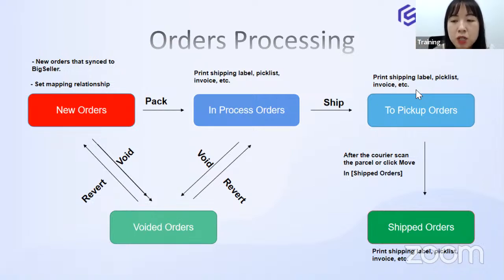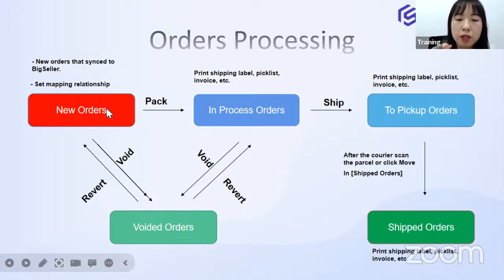For to pick up orders, you just need to wait for the courier to take the package, or you take the package to the courier. After the courier scans it, the order will finally be moved to the last step, ship orders. So here is the flow for how to process a new order. Just 4 steps in Big Seller: first, new orders; second, in process; third, to pick up; and the final step, ship orders.